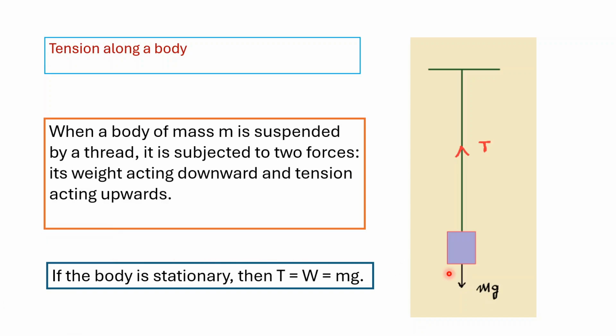To get an understanding of Atwood's machine, we should be familiar with the tension of the suspended bodies. When a body of mass m is suspended by a thread, it is subjected to two forces: its weight acting downward and the tension acting upward. If the body is stationary, the weight of the body is equal to the tension existing in the thread.